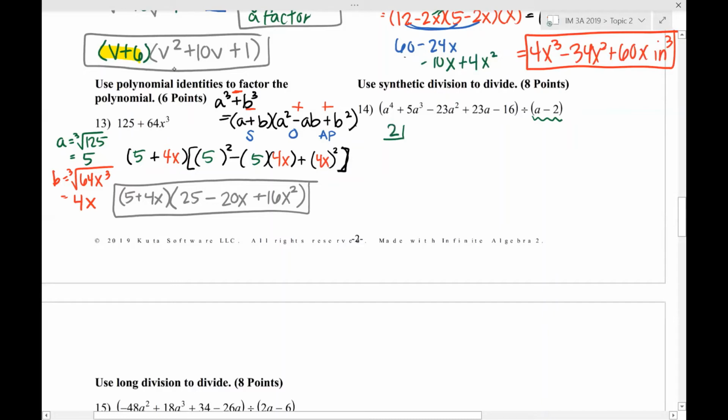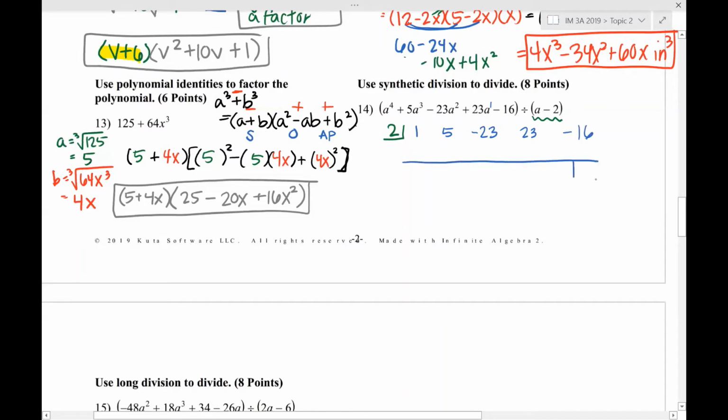We're going to list out the coefficients of the dividend. So our leading power is 4. Our next power is 3. So we're going to use that coefficient, then 2, then 1, then a constant. So we know that we don't need any zeros because all of our powers descend down. So we've got 1 for the first one, then 5, then negative 23, then positive 23, and then negative 16.